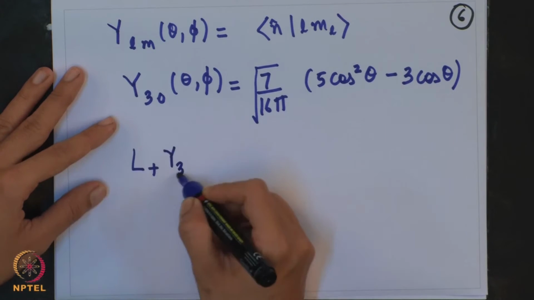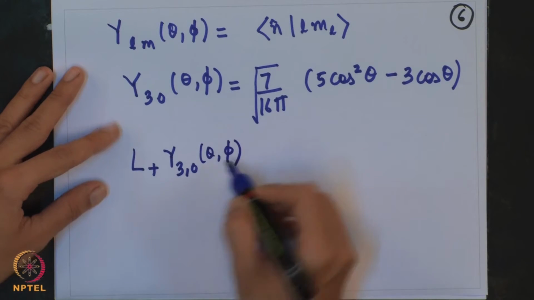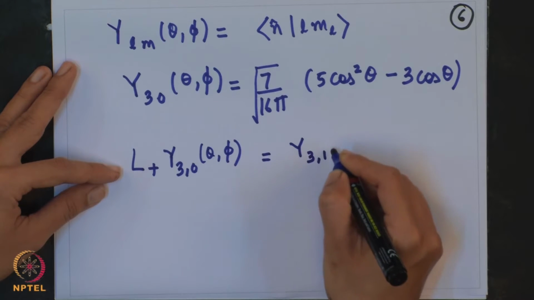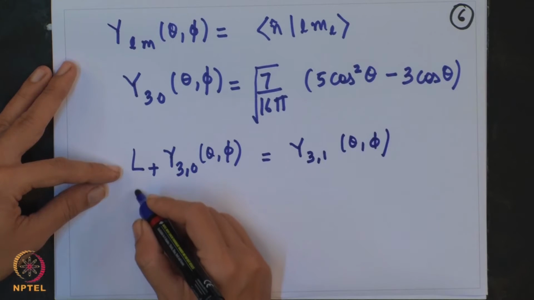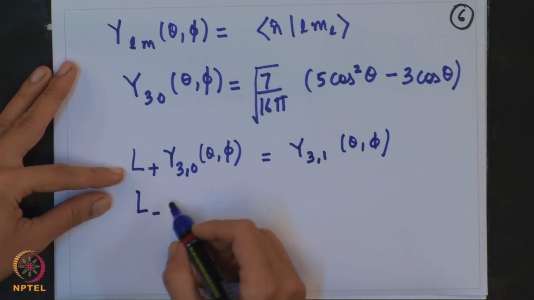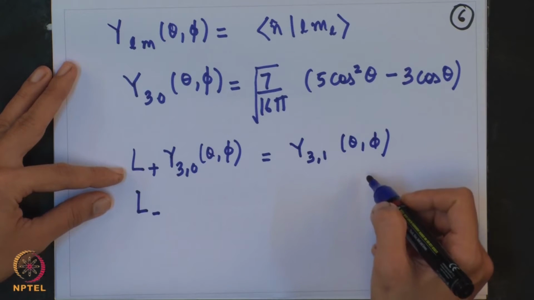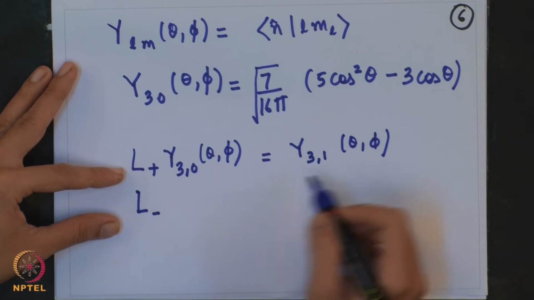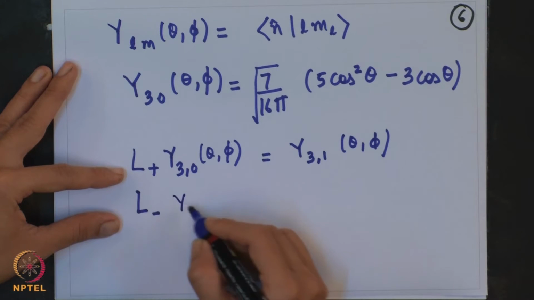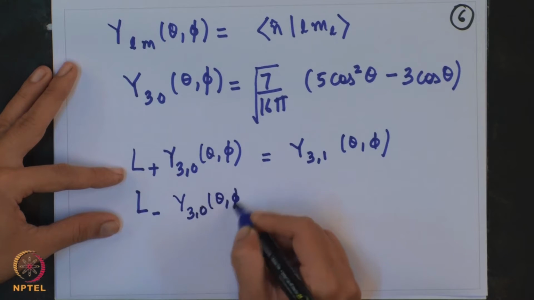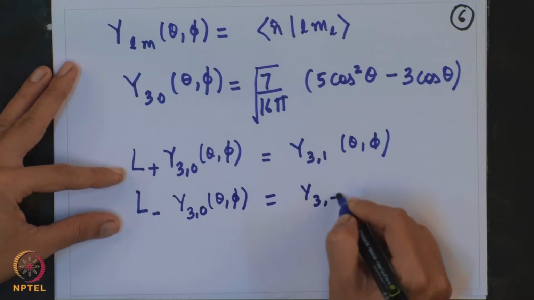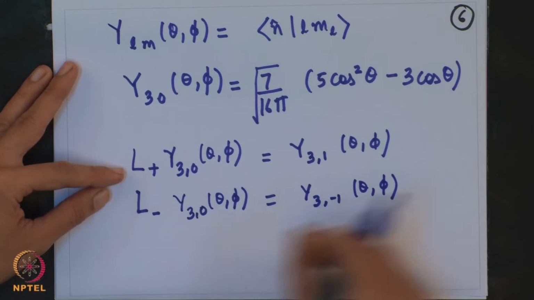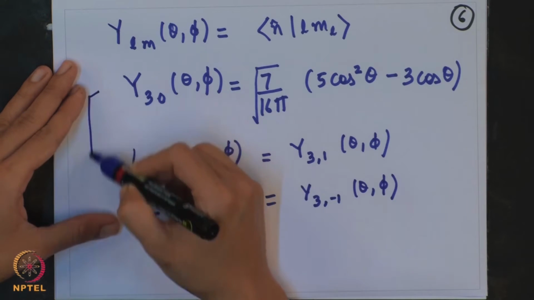So if I want to go from y30, when operated on by L plus, we can obtain y31. Similarly, if I go from y30 to y3 minus 1, when the quantum number m changes from 0 to 1 or 0 to minus 1, you will use the ladder operator. This will give us y3 minus 1 theta phi. Using this, you have to obtain the result.